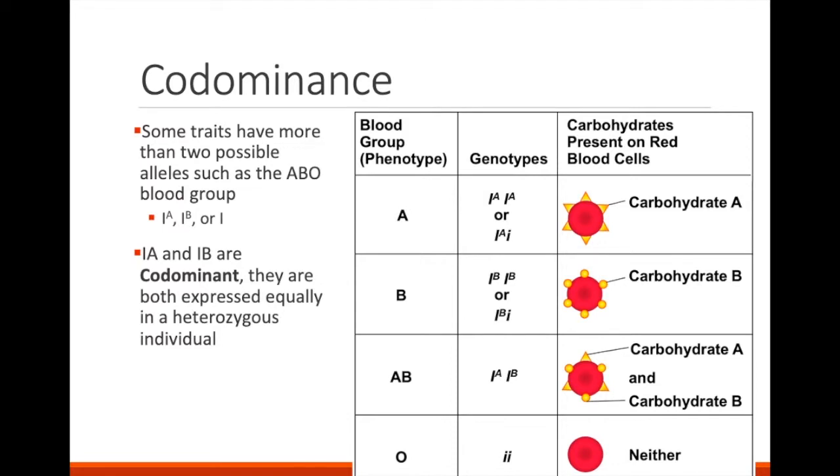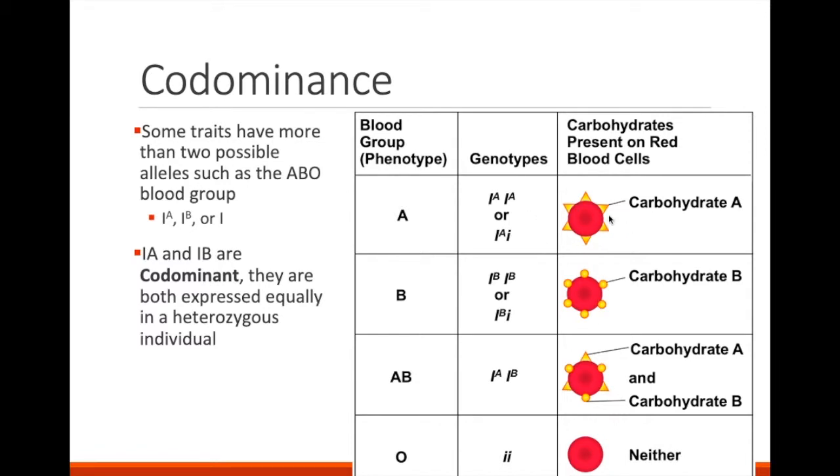Another form of variant is called codominance. Codominance is when two genes that are both dominant get expressed equally. Instead of one covering the other up, or any kind of blending or joining, they both get expressed equally. One example of this is the ABO blood groupings.